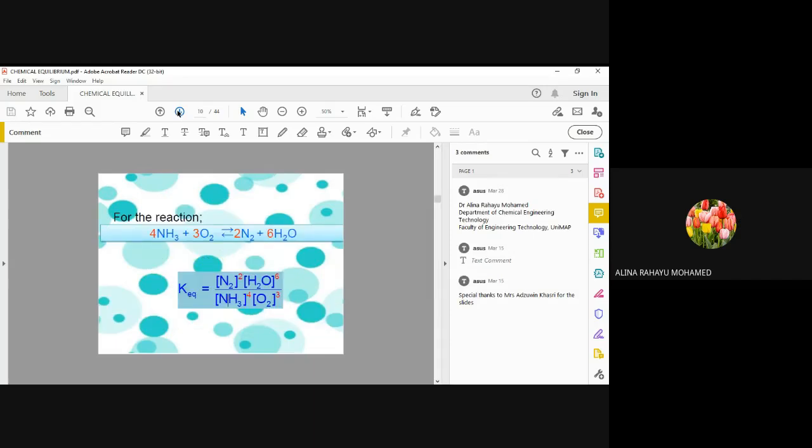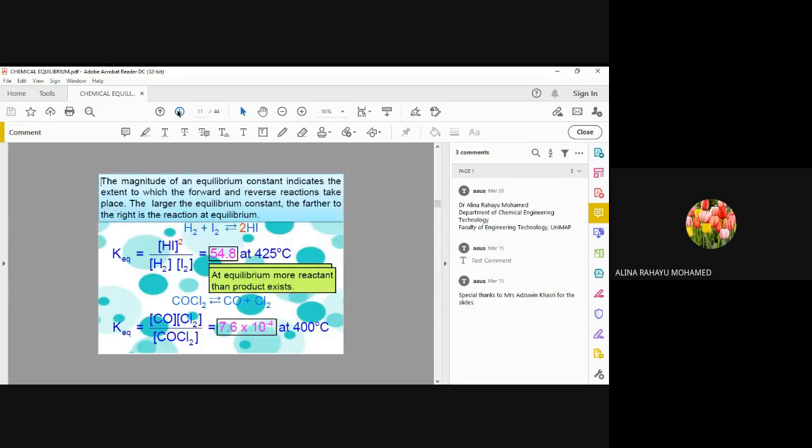For the reaction of NH3 plus 3O2, we have 2 moles of N2 plus 6 moles of H2O. So the K is as shown there. Okay, the magnitude of an equilibrium constant.